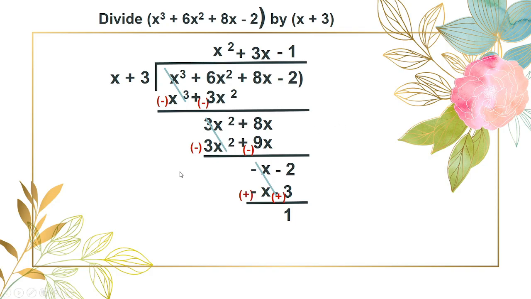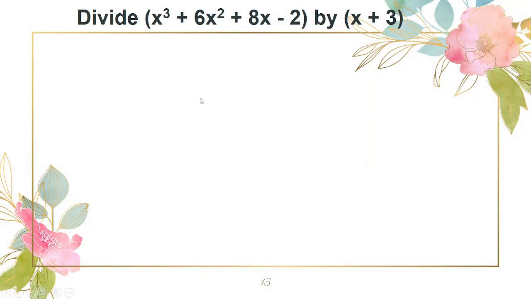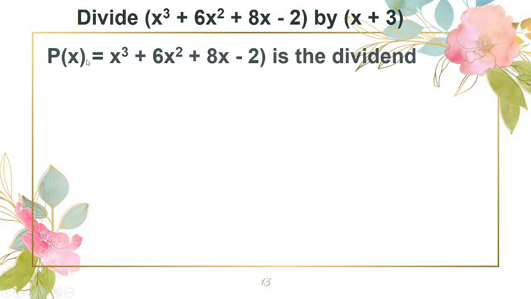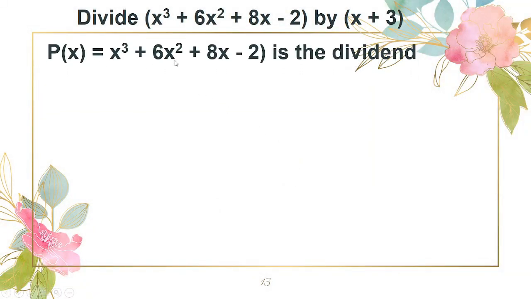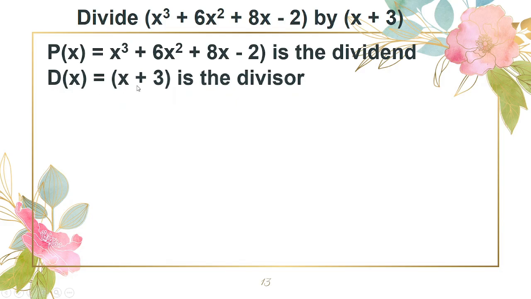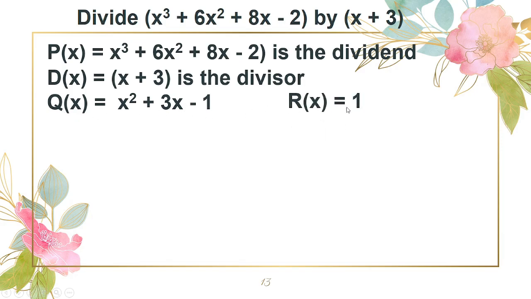So that's it. Now going back to the representation. The dividend is x cubed plus 6x squared plus 8x minus 2. So that's p of x. The divisor is d of x, which is x plus 3. The quotient is x squared plus 3x minus 1. So that's q of x. And then r of x is 1.